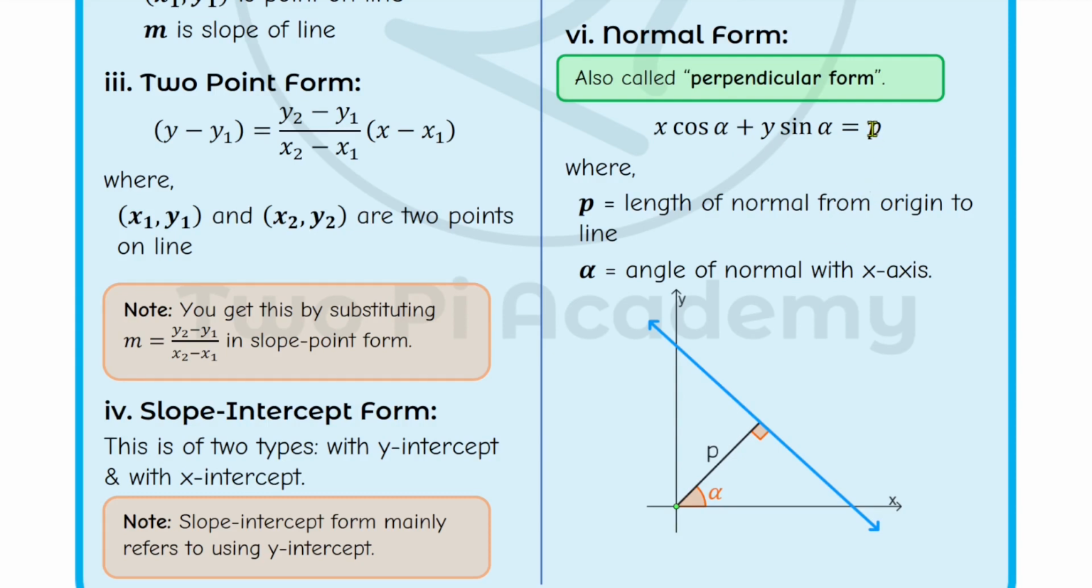And in order to understand what p and alpha are, let's see the following graph. Here this is our given straight line, and here p is the perpendicular distance from the origin to that straight line, or in other words the length of the normal from the origin to that line, and alpha is the angle that the normal makes with the x-axis.